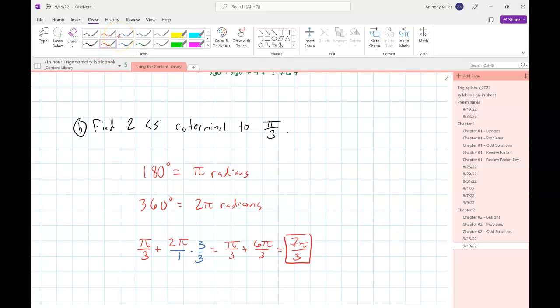To get my next one, what am I going to do? Just add 2 pi again. Remember that adding 2 pi was the same thing as adding 6 pi over 3. We just found that in the previous step. So there's two angles that are coterminal.